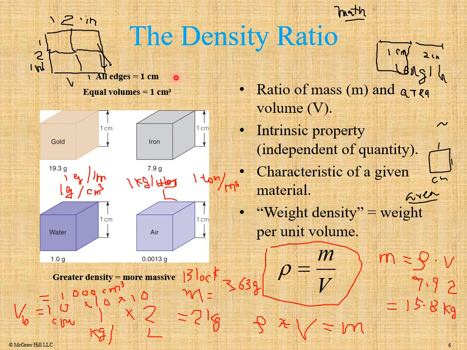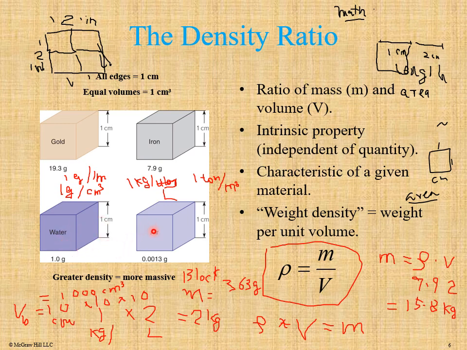Now, density is actually a ratio, mass over volume. Different materials or substances have different densities. For example, gold has 19 grams per cubic centimeter, whereas iron, for the same volume, has only 7.9, and water always has 1. So the density of water is 1 kilogram per liter and 1 gram per cubic centimeter.